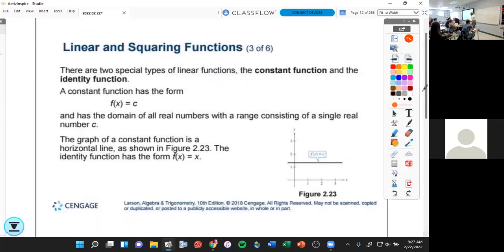Linear and squaring functions. There are two special types of linear functions, the constant function and the identity function. The constant function is a horizontal line. The identity function is actually the parent function. What is your own identity? You are your own identity, right? So the identity function, which also happens to be the parent function for linear, is y equals x, meaning you give me an x value and the y value is the same. That's called identity, okay? So just another name for the same thing. That's also the parent function.